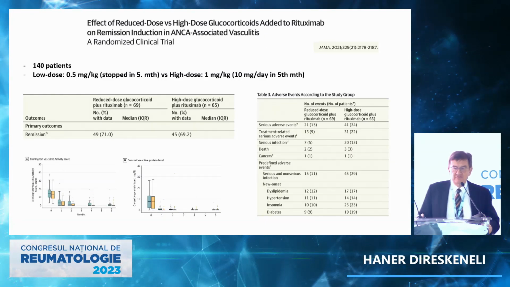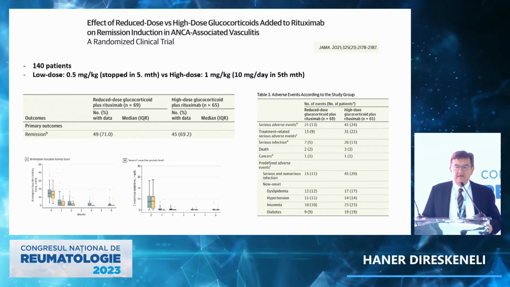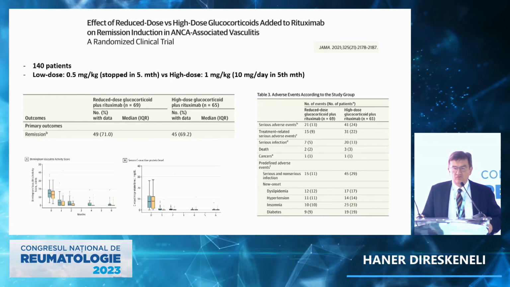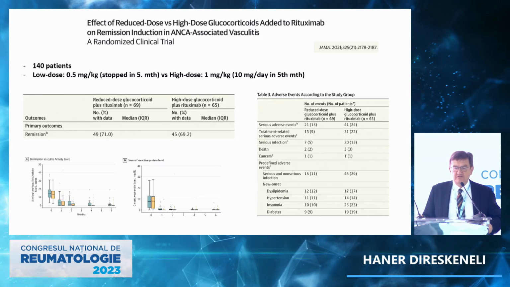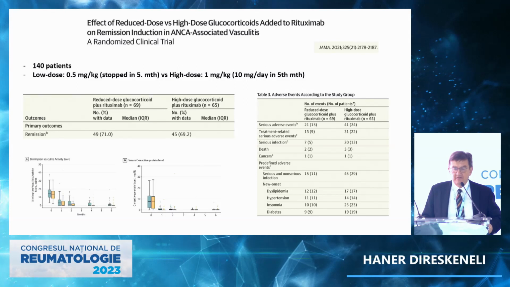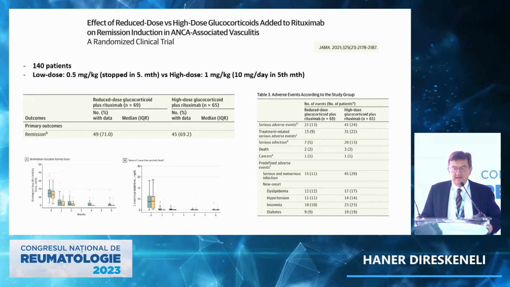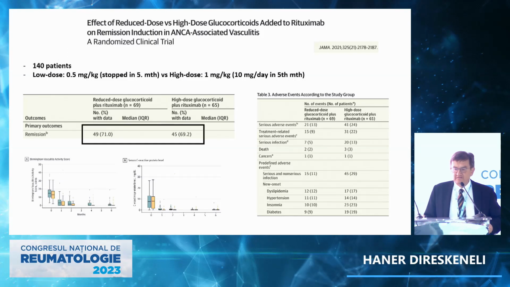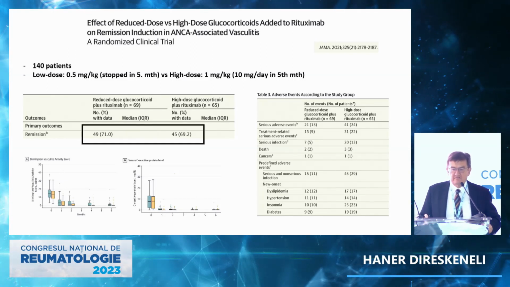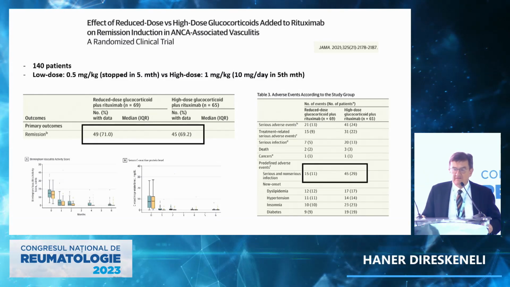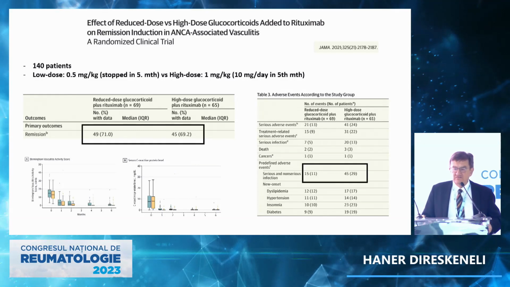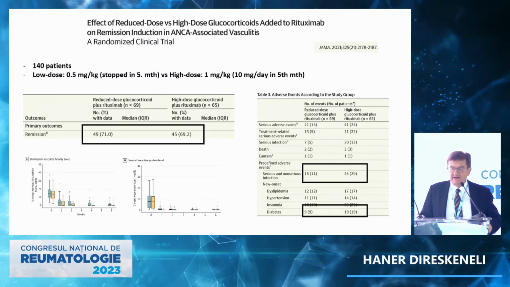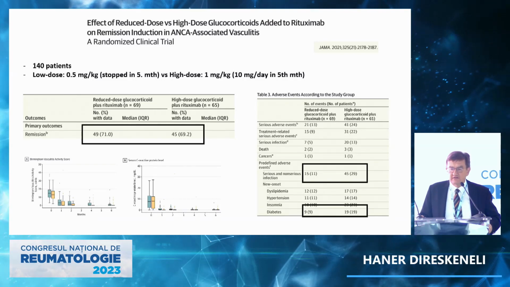There is another important study that came out 2 years ago from Japan, where they randomized 140 patients on standard rituximab treatment to low dose 0.5 milligram per kilogram, stopped in 5 months, and the high dose 1 milligram per kilogram, which continues after the 5th month. And here, as you see, BVAS and CRP decrease at the same level, and the remission rate was similar, around 70%. The only differences were in serious infections, which were 11% in the reduced dose and 29% in the high dose. And also, diabetes was lower in the reduced dose.